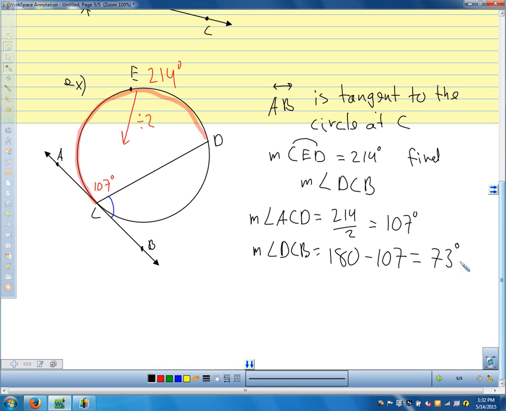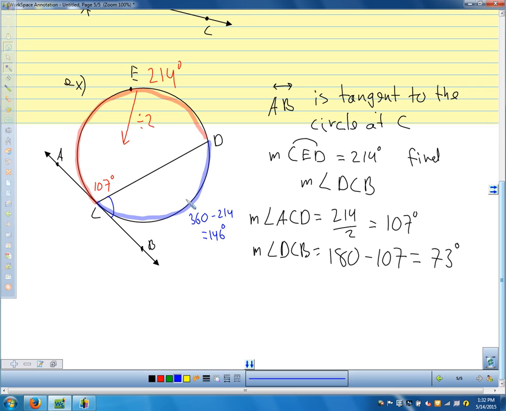Do like 360 minus 214. Perfect. So what Porter says is all the way around the circle is 360 degrees. So we can figure out the measure of this arc. This is 360 minus 214, which is 146 degrees. So that arc is 146 degrees.